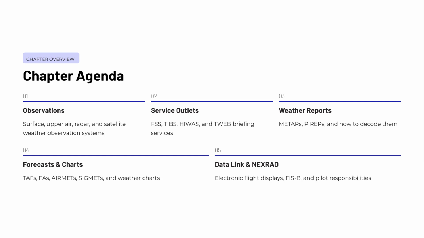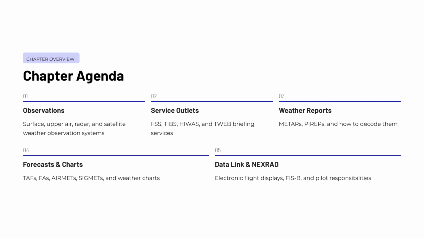This chapter covers everything a pilot needs to know about obtaining and interpreting aviation weather information. We'll start by looking at the various observation systems used to collect weather data, including surface stations, upper air soundings, radar, and satellites. From there, we'll explore the service outlets available to pilots for getting weather briefings, such as flight service stations and automated telephone services.